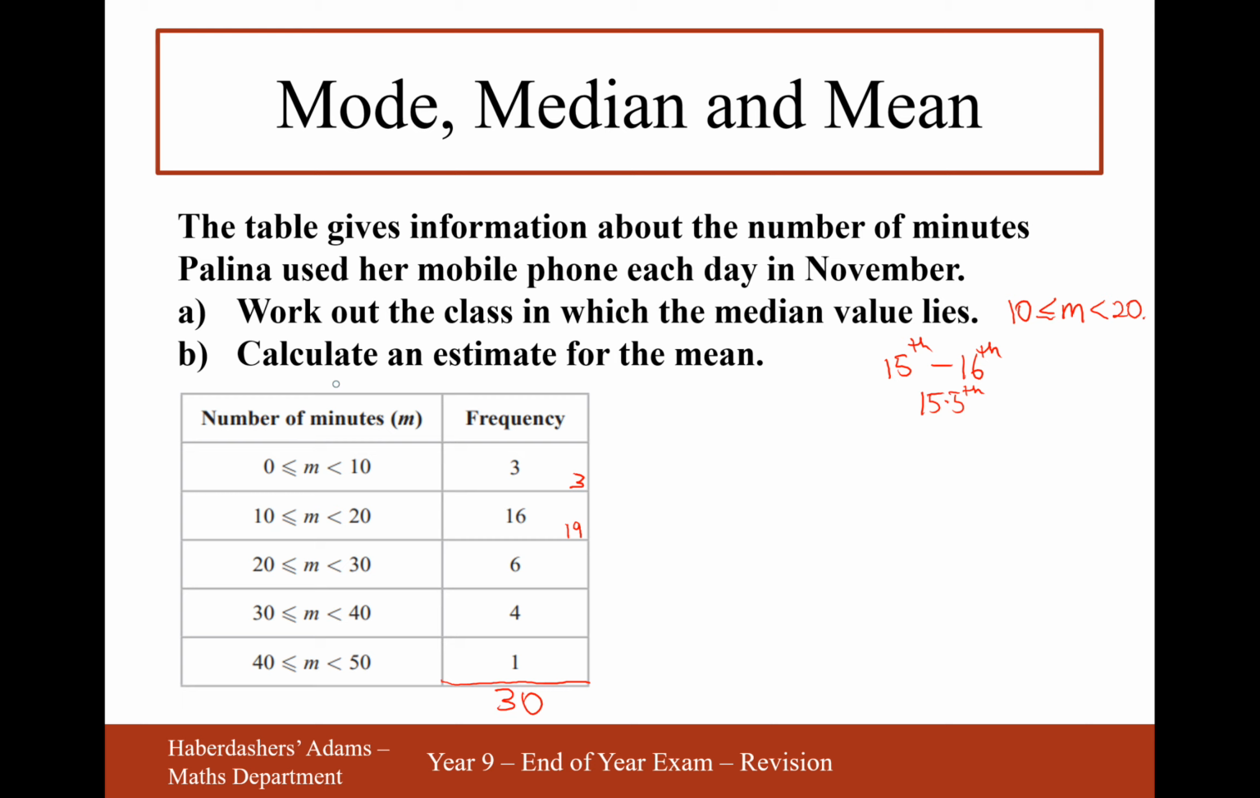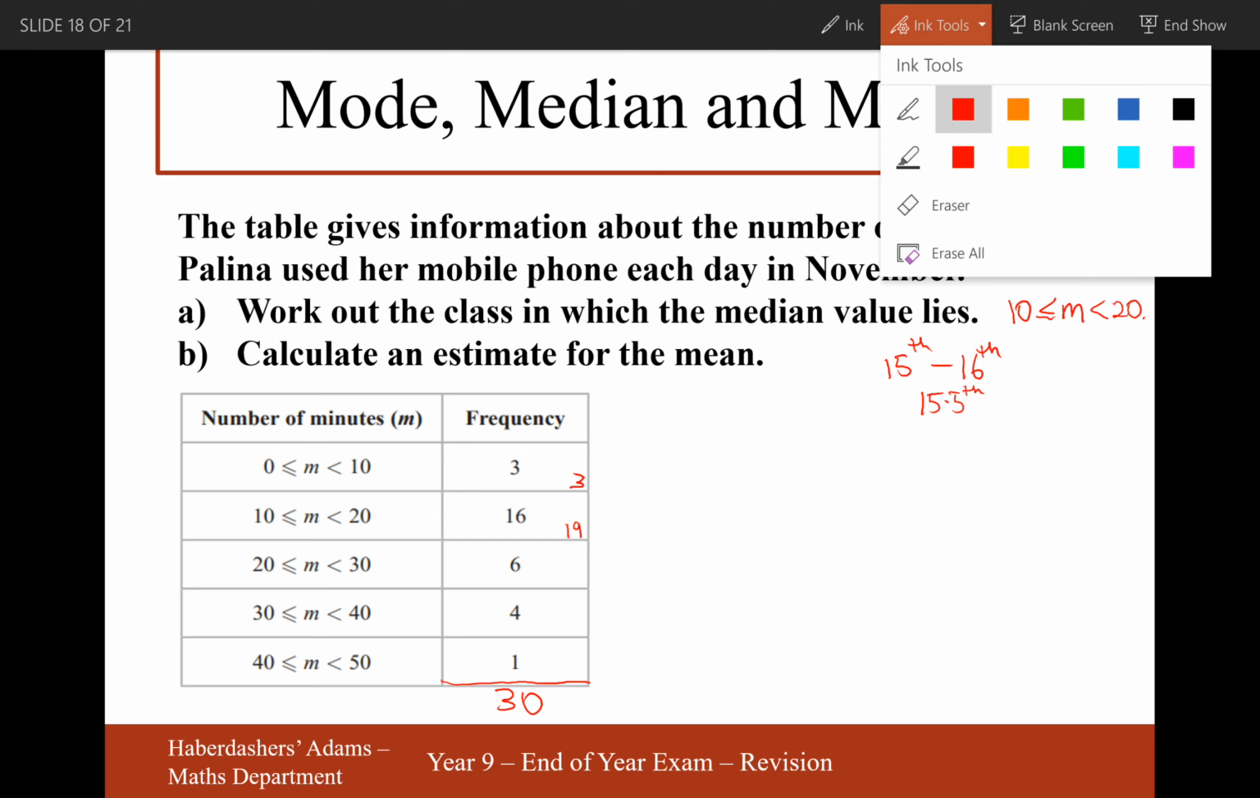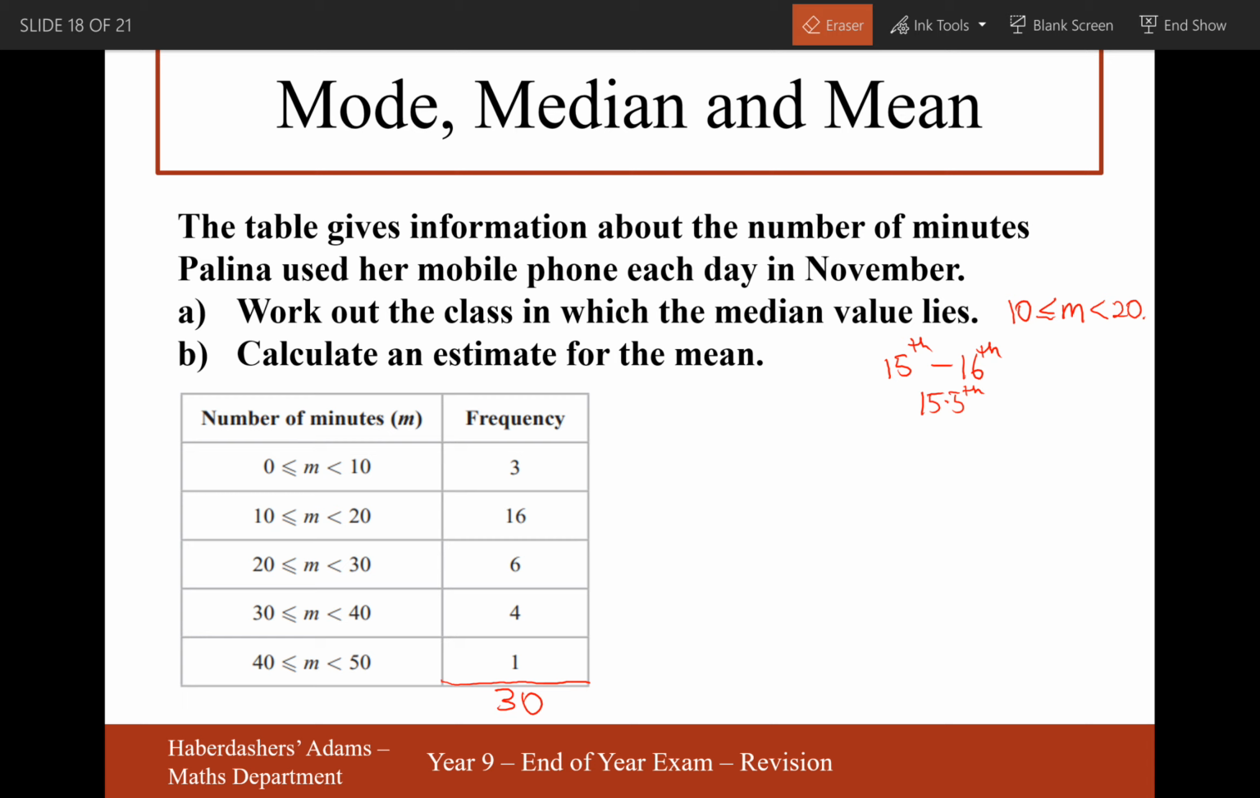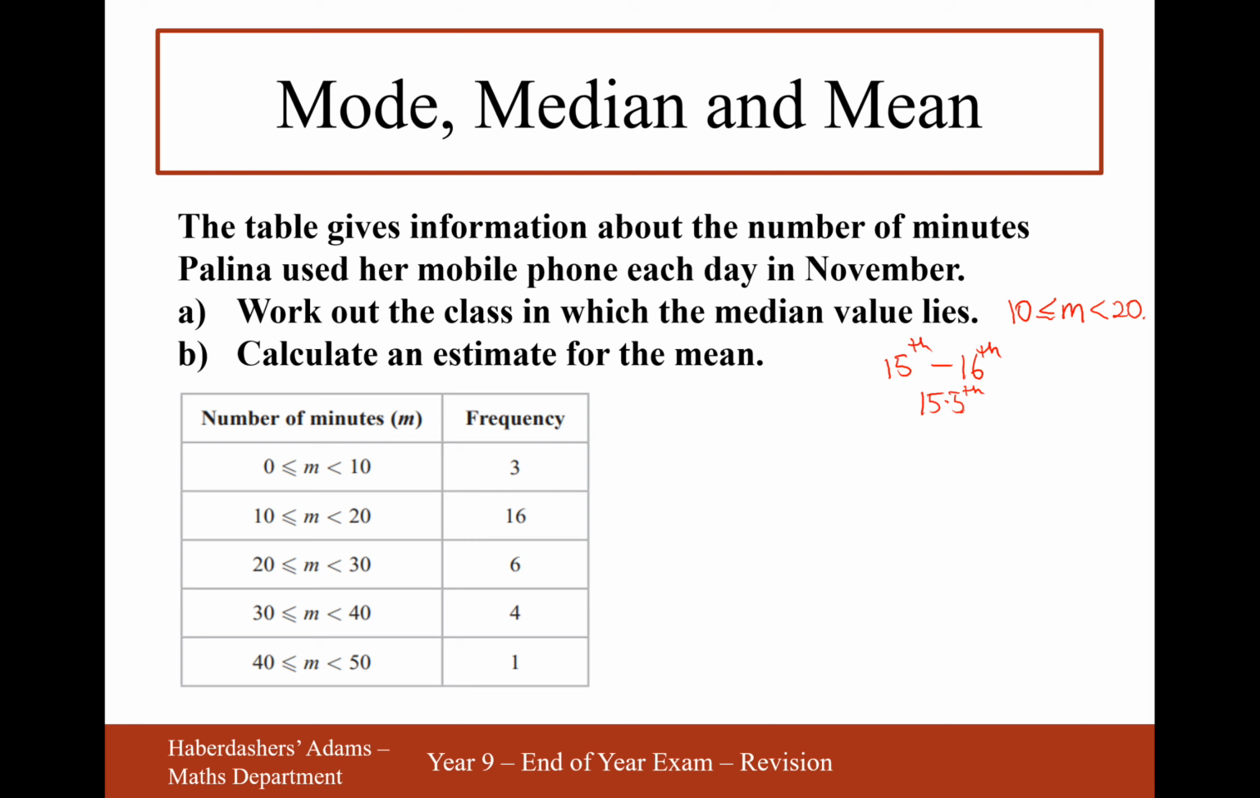And then calculate an estimate for the mean. Okay, well let's just rub out these little workings that I've done so far. Okay, so the mean. How do I work out the mean from a table of data? Well, I've got 3 values that are somewhere in between 0 to 10.